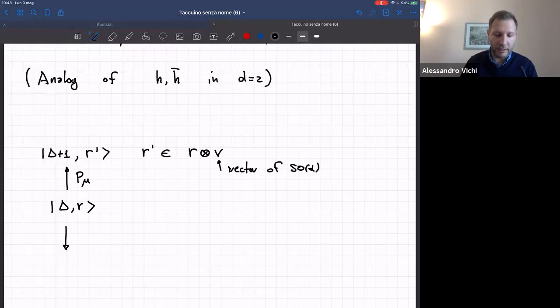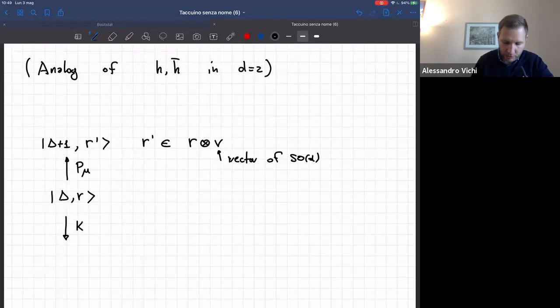When you add an index, it's not an irreducible representation, of course, because you can symmetrize and antisymmetrize, or contract with some coordinate. So you have to decompose the result into irreducible representations, and you can do that. And similarly, when you act with K mu, what you will get is a state with dimension lower by one unit and some representation R second, which belongs to the tensor product of R with the vector.